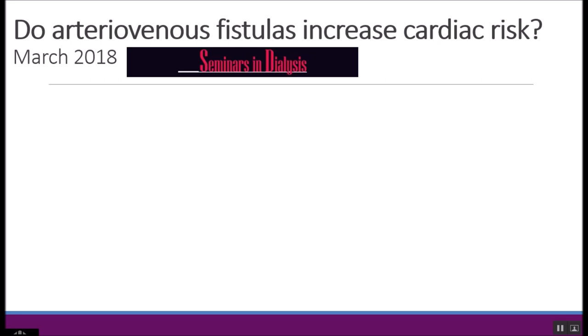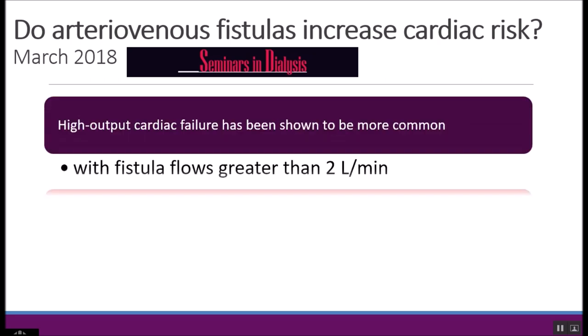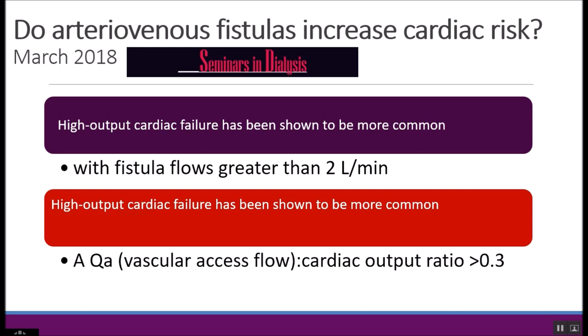Don't be afraid of the arteriovenous fistula's increased cardiac risk. Sometimes nephrologists are afraid of creating an arteriovenous fistula. In this review, high output cardiac failure has been shown to be more common if the fistula flow is greater than 2 liters per minute, or in a patient with high output cardiac failure, meaning that the vascular access flow is 30% of the total cardiac output.